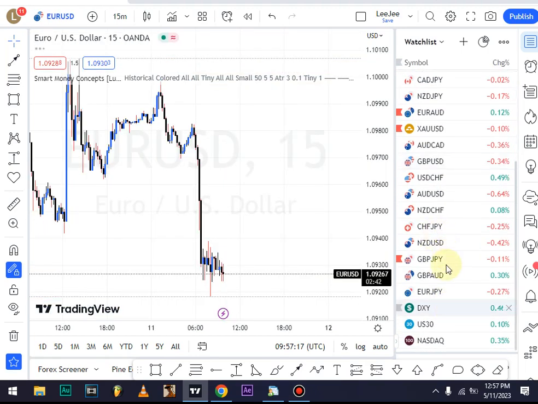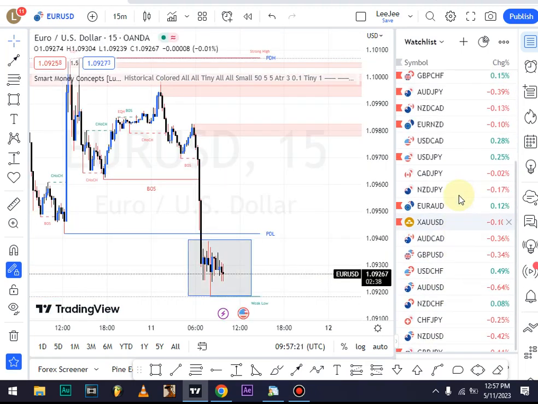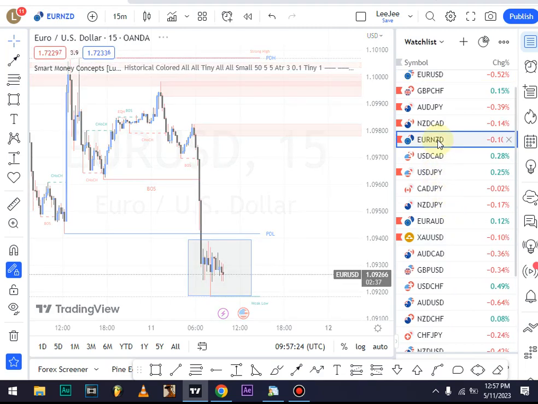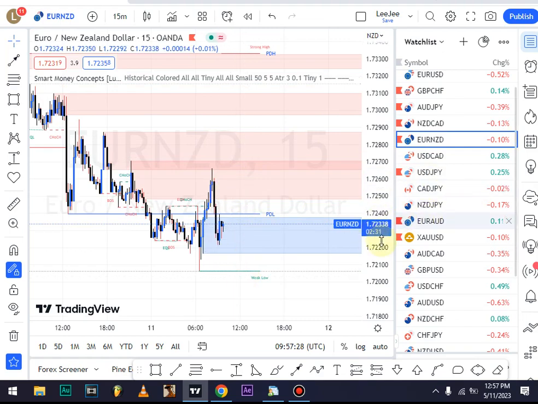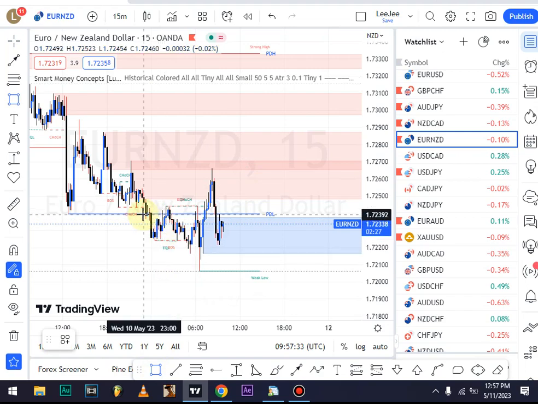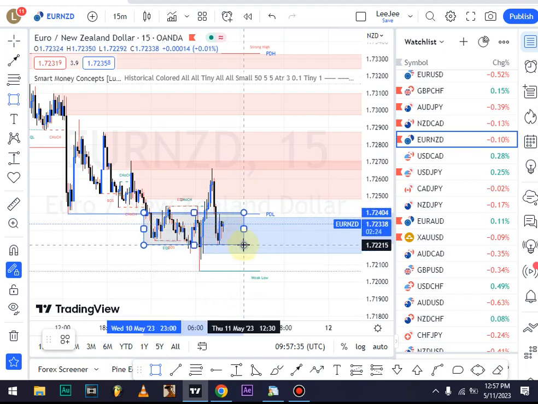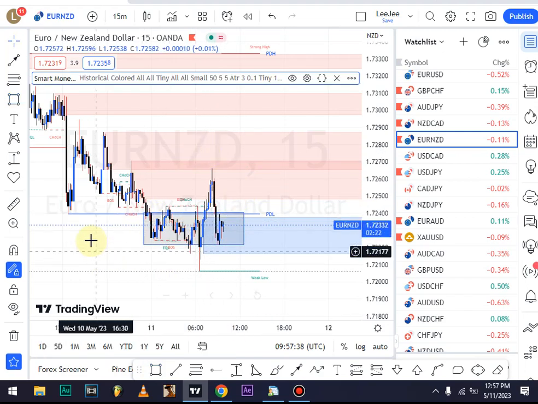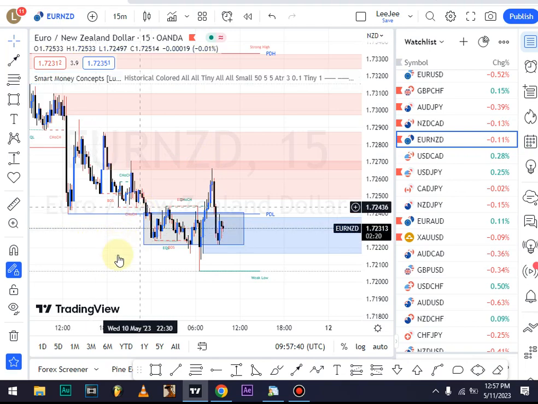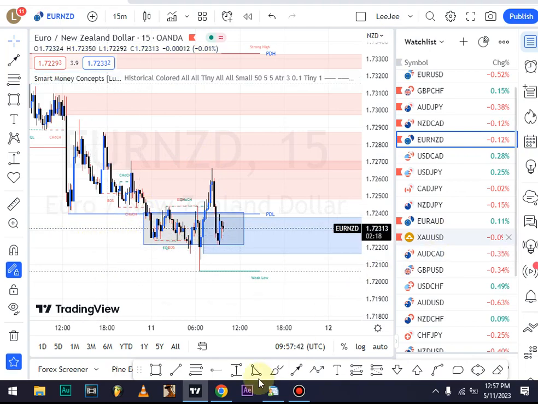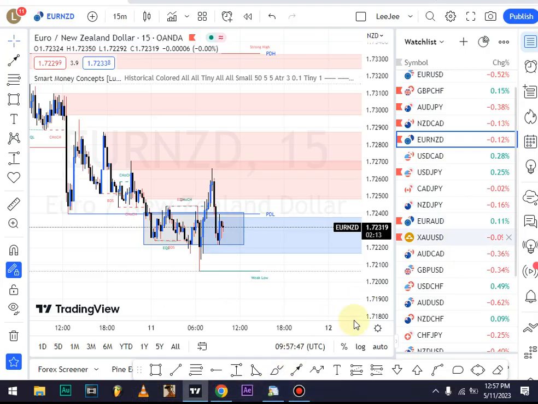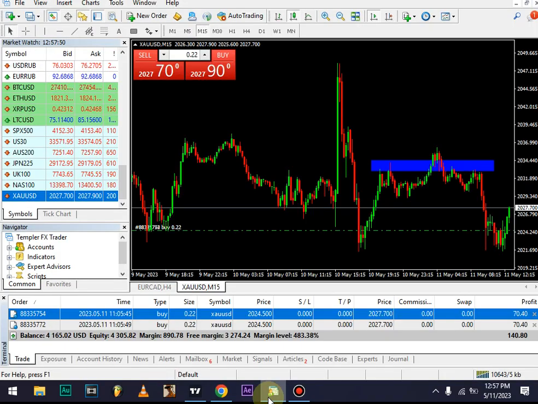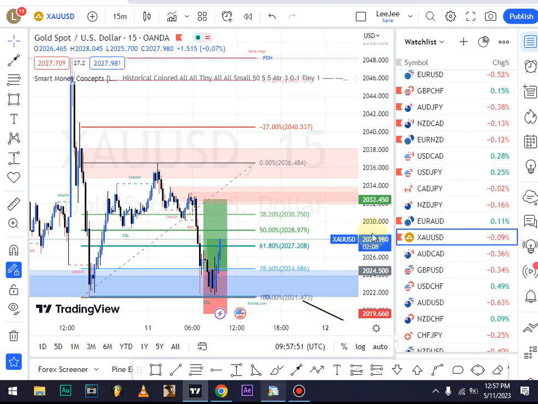Let's see what's happening with that Euro NZD. Euro NZD, where are you? Okay, not bad. But I can see price is still in a certain zone over here. So price has not broken this zone. So that's a consolidation. I don't usually take my entries at a consolidation zone, okay? $150. Back to 140. No problem.